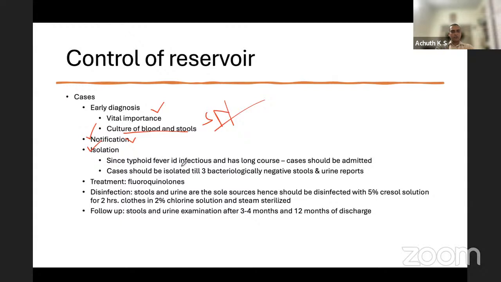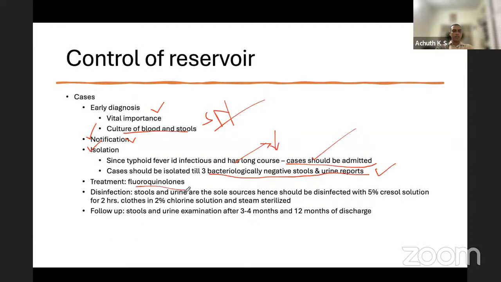Since typhoid fever is infectious and has a long course, cases should be admitted because the feces which they are excreting into the environment cause spread of the disease. Okay. And cases should be isolated till 3 bacteriologically negative stool and urine reports are received. This is the duration of the hospitalization, and these are the reasons for hospitalization.